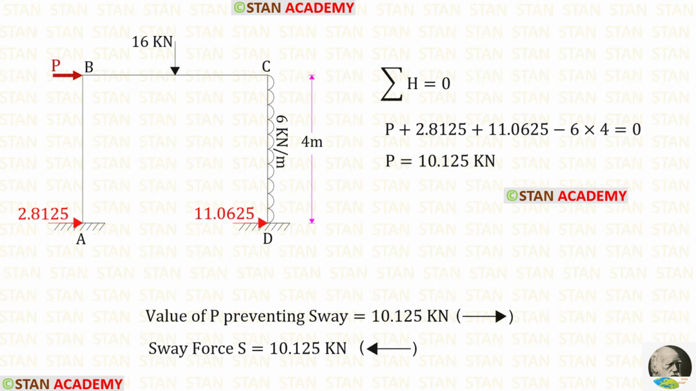We have found the value of P preventing the sway, which is 10.125 kilonewton. It is acting towards the right side, so the sway force should be acting towards the left side.